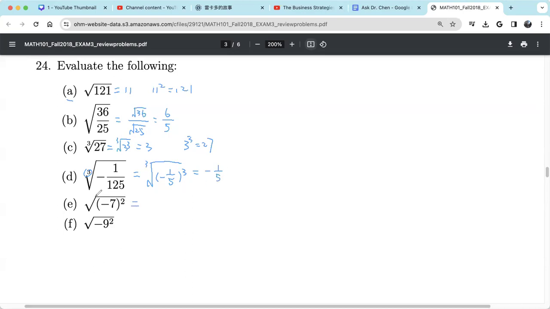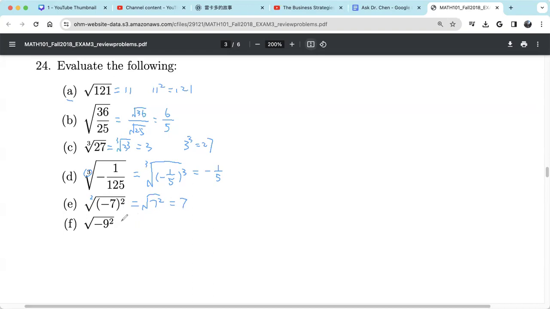This one, because the index is 2, so we have to change. So the square root of negative 7 squared is 7, same as 7 squared. So it's 7. Okay, because the negative sign we can understand as negative 1. Negative 1 being squared becomes positive.